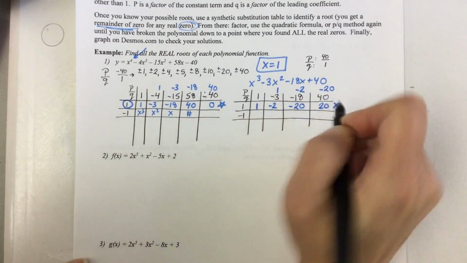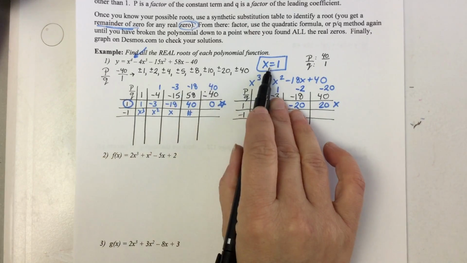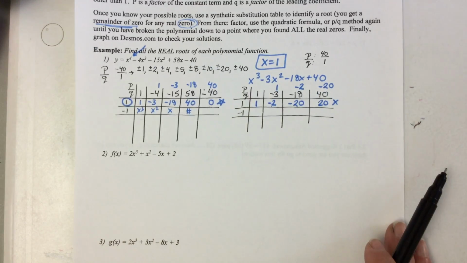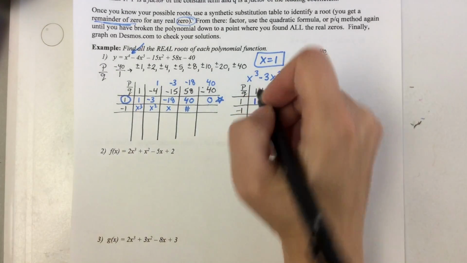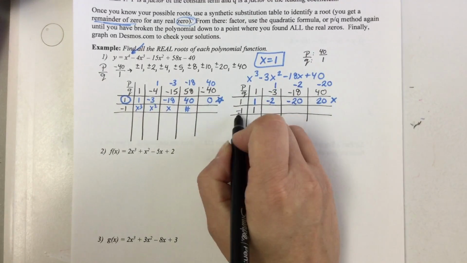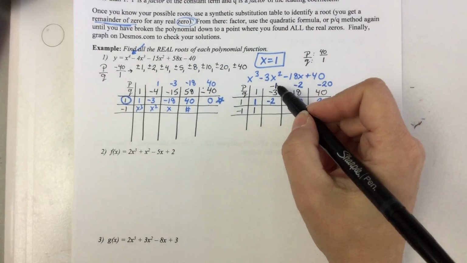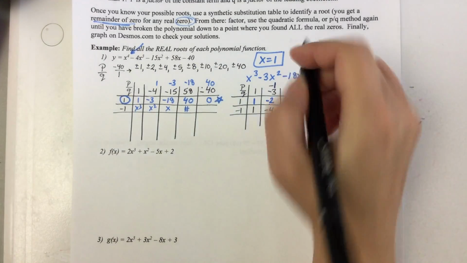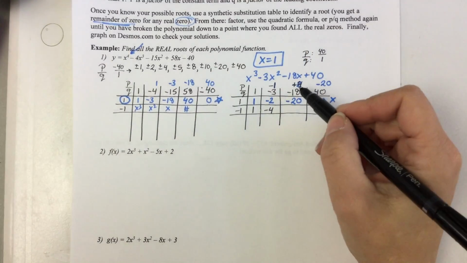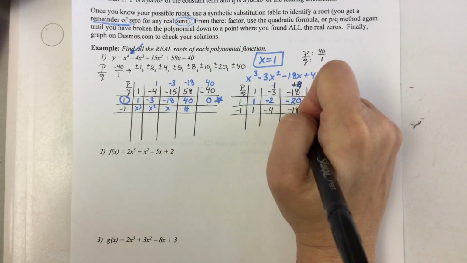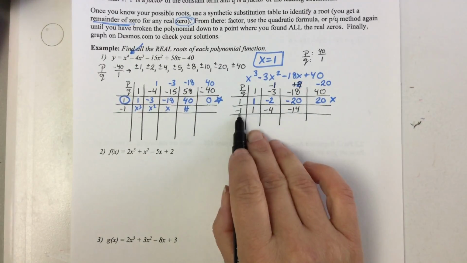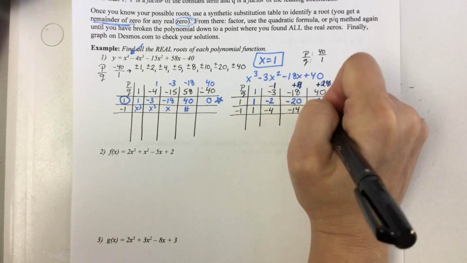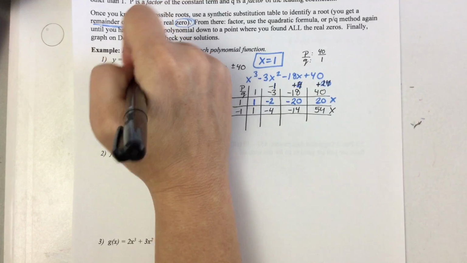Okay, I'm going to go ahead and go to negative 1 now. So I know my positive 1, I do have that as a solution, but it's only a multiplicity of 1. So when we look at that graph, it should cross the x-axis as a straight line. Let's check with negative 1. So I'm going to carry down the 1. 1 times negative 1 is negative 1. Negative 1 plus negative 3 is negative 4. Negative 4 times negative 1 is positive 4. Positive 4 plus negative 18 is negative 14. Negative 14 times negative 1 is a positive 14. 14 plus 40, 54. Doesn't work. Okay, so we're done with those.